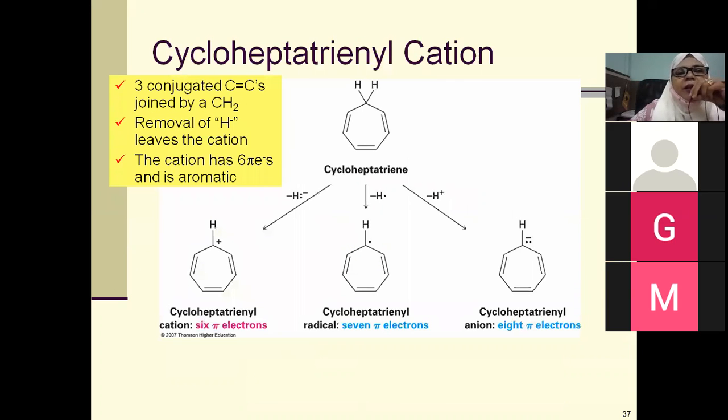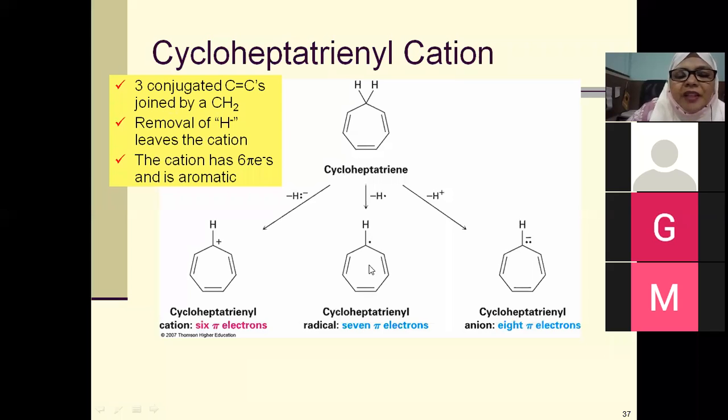Similarly, this is cycloheptatrienyl cation. In this form, that means here you have 6 electrons. So it is your magic number, showing magic number. So that means it is aromatic, stable.